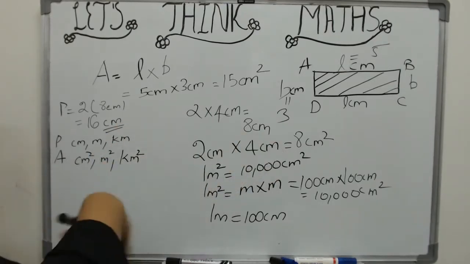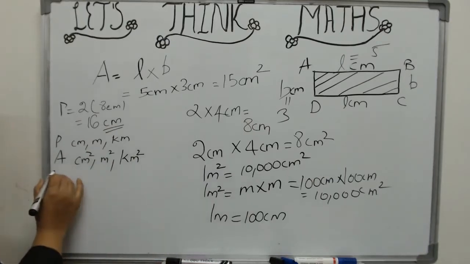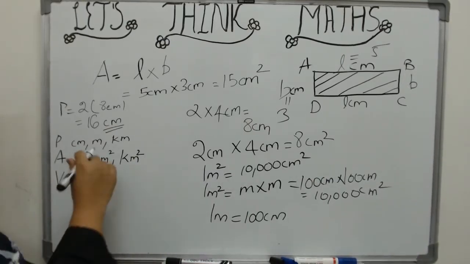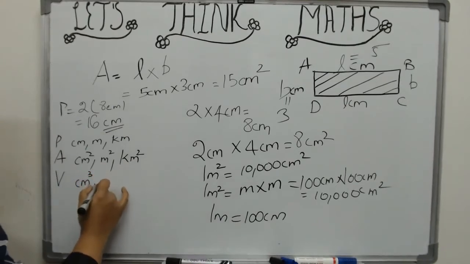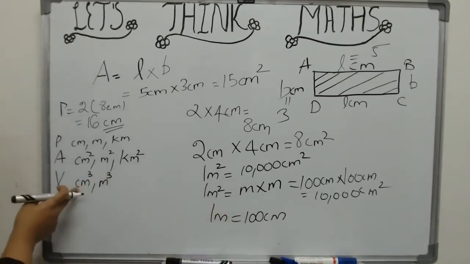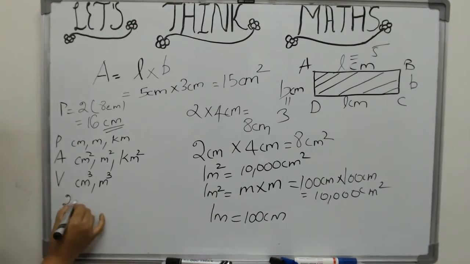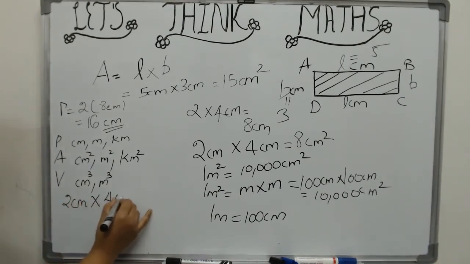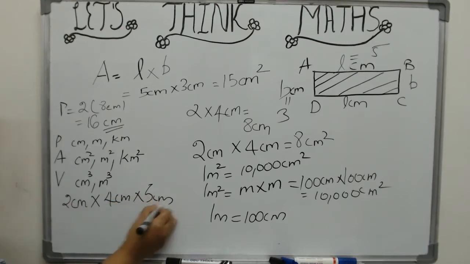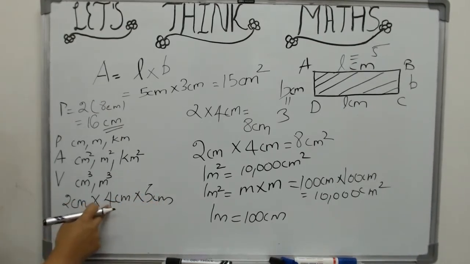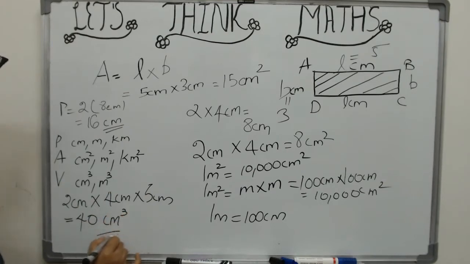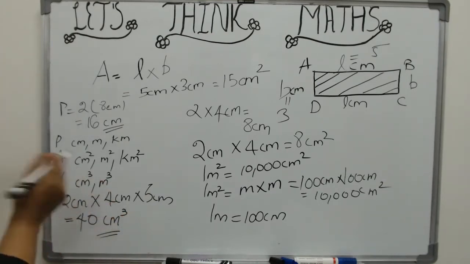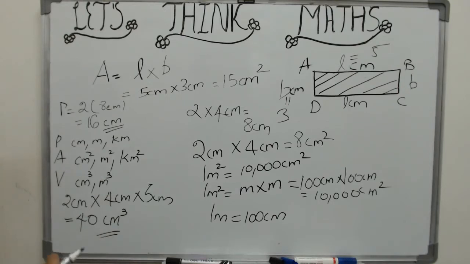And in the coming classes you will study something called volume, which is measured in cubic units, like centimeter cube, meter cube, etc. How do you get the centimeter cube? It is easy. If you multiply 2 centimeter into 4 centimeter into 5 centimeter, what will be the answer? 2 into 4 into 5 will be 40, and centimeter into centimeter into centimeter will be centimeter cube. So of course, now you don't have to worry about that. Now let us see the perimeter and area of a square.